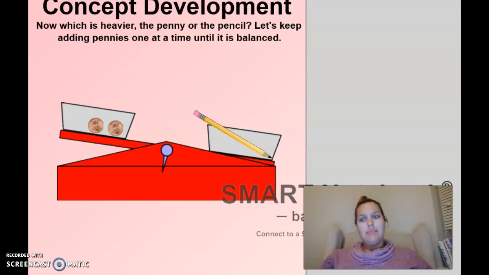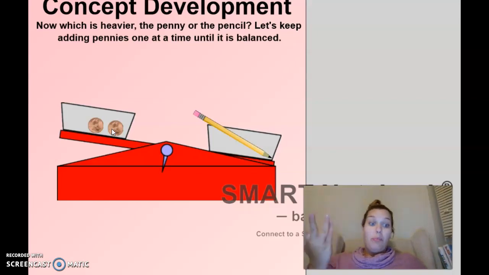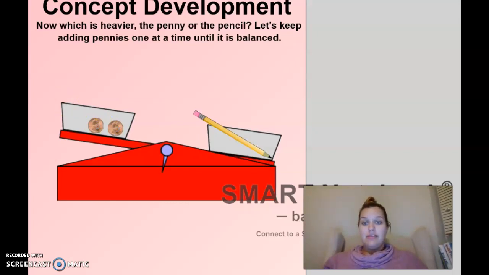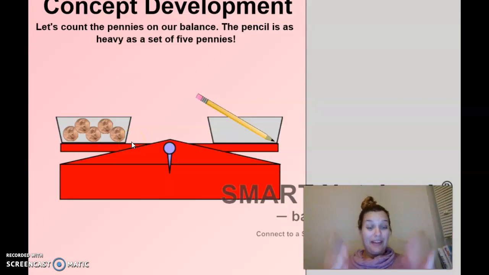Now which is heavier? I put another penny in my scale. So now I have 2 pennies in there. That's got to be the weight of my pencil, right? Nope. Pencil is still heavier than my pennies. I bet you if I add a few more, it'll work. What happened? Yeah, our scale is even and balanced and equal.